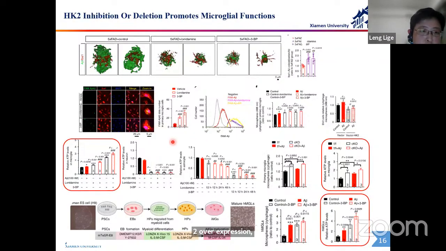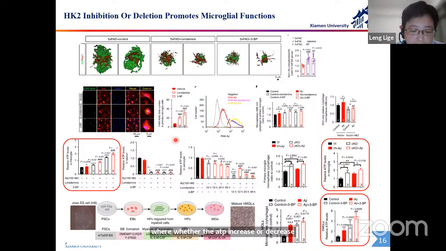We cultured HK2 knockout microglia derived from the cystic mice. We wondered if the microglia changed phagocytosis because HK2 is the first step enzyme in glycolysis. We wondered whether the ATP increases or decreases after we inhibit the HK2.